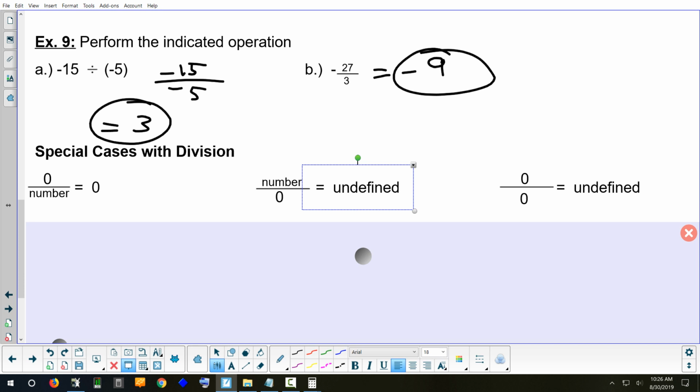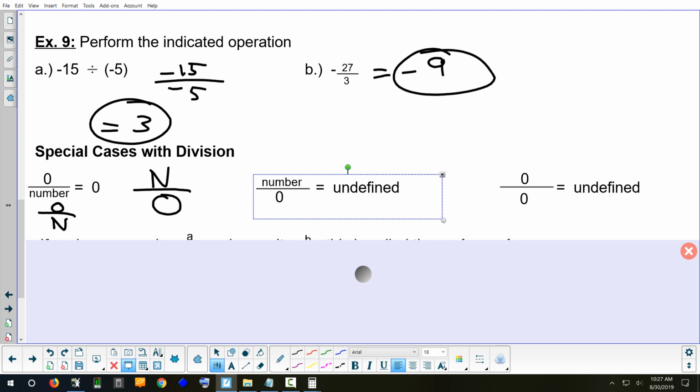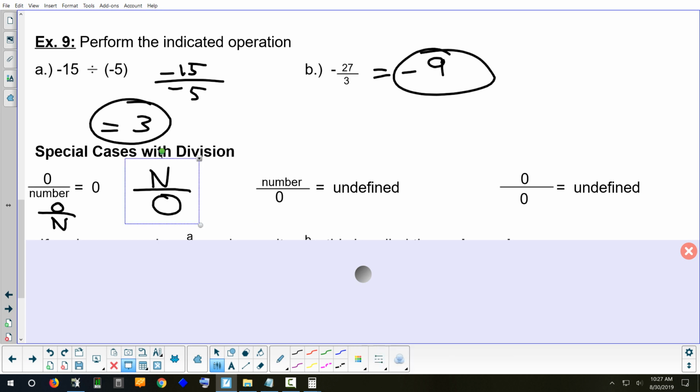If you take a number and divide by 0, that's undefined. You can't divide by 0, okay? And the way I remember that is if you take a number and you divide by 0, a number divided by 0 spells no. Can't do it. 0 divided by a number spells on. You're on track. Keep going. You're good. You can do it. Okay, that doesn't really work as well. But number divided by 0, think no. Can't do it. Okay? Same thing with 0 divided by 0. We can't do that either.